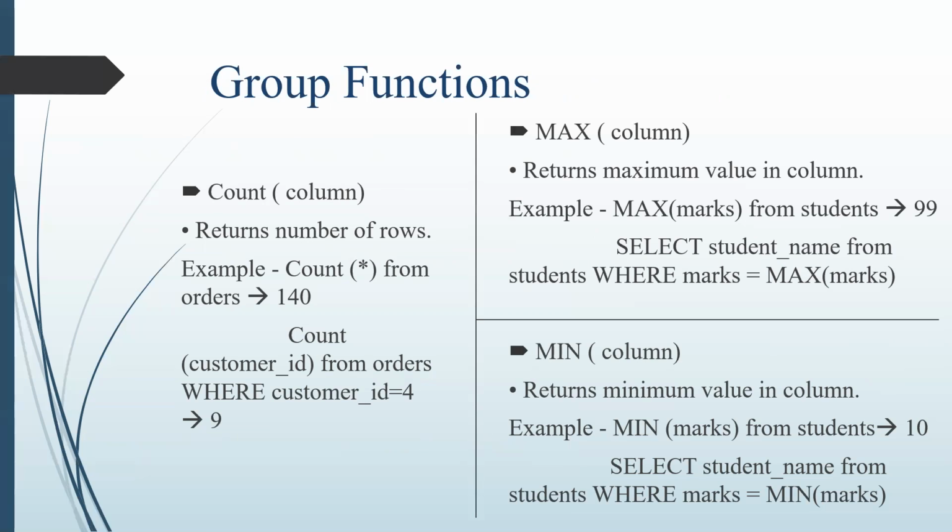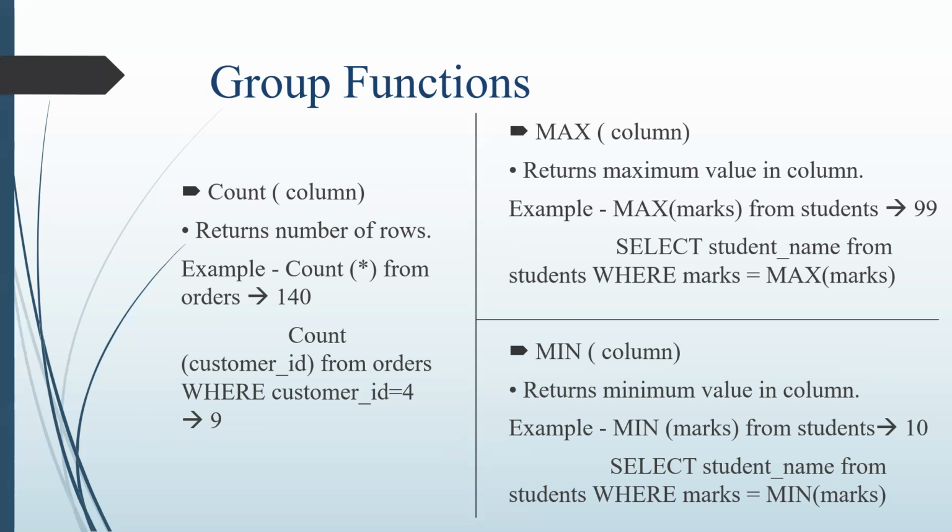Next category is group functions. So group functions operate on multiple rows, as I mentioned earlier. First is count. If you want to count the number of rows from a table, you use the count function. So you can see count star from orders. Let's say orders is a table. Star means it will basically take all the columns together and then give us a count of that. Second is count of a specific column name, customer ID from this table. And we are putting a where condition as well.